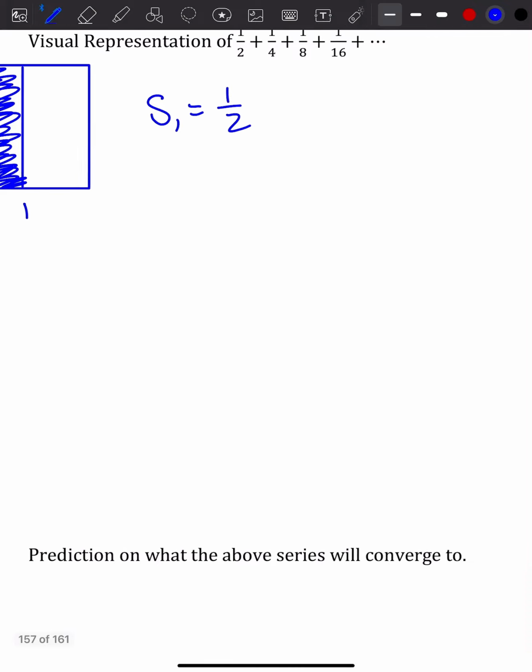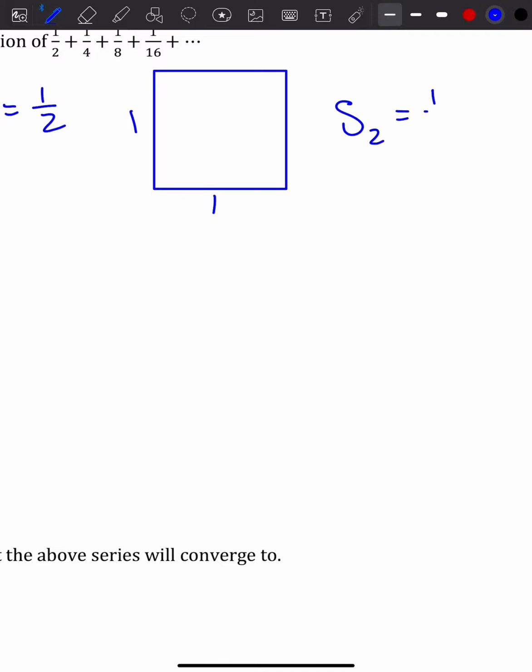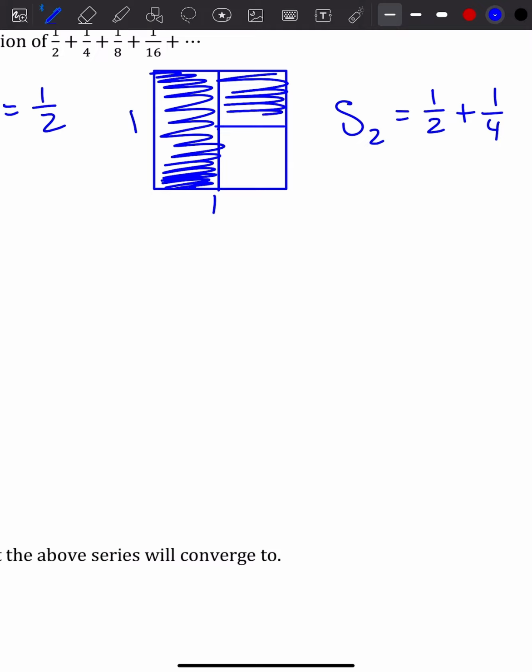We're going to get to S sub 2. So we have our box again, which still is a 1 by 1. So S sub 2 is 1/2 plus 1/4. So we have 1/2 and 1/4. If we add these two together, we get 3/4.